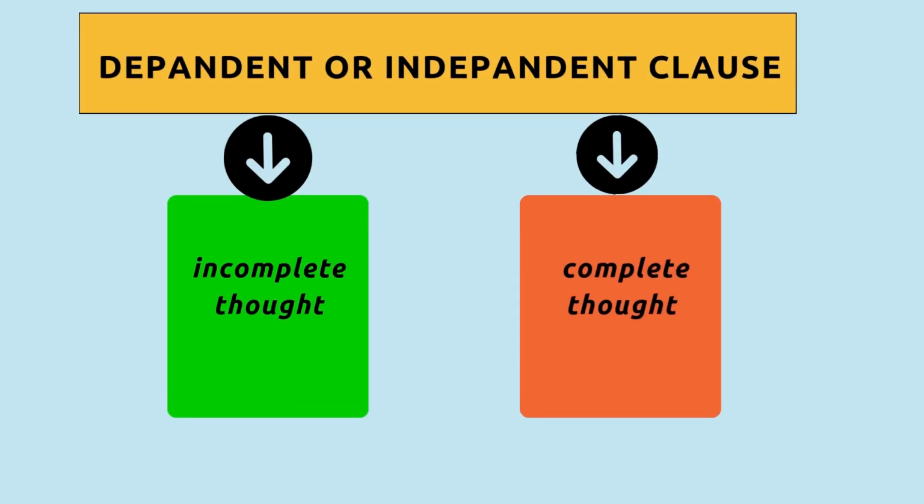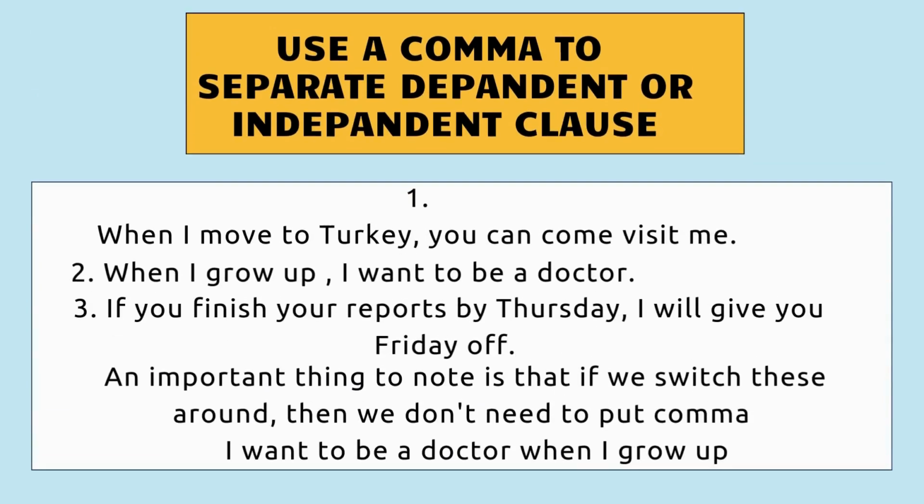Now come to the next use of comma. We use comma to separate a dependent clause. An independent clause can stand on itself to convey a complete meaning. For example, when I move to Turkey, you can come visit me. When I grow up, I want to be a doctor. If you finish your reports by Thursday, I'll give you Friday off. An important thing to note is that if we switch these around, then we don't need to put a comma. I want to be a doctor when I grow up.